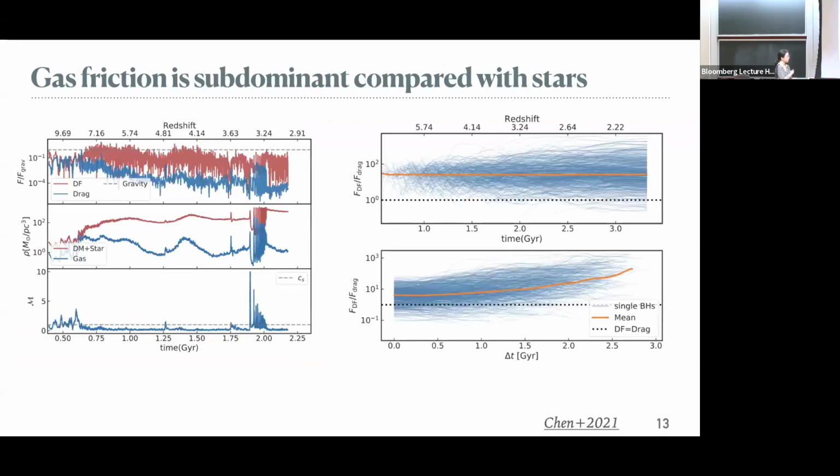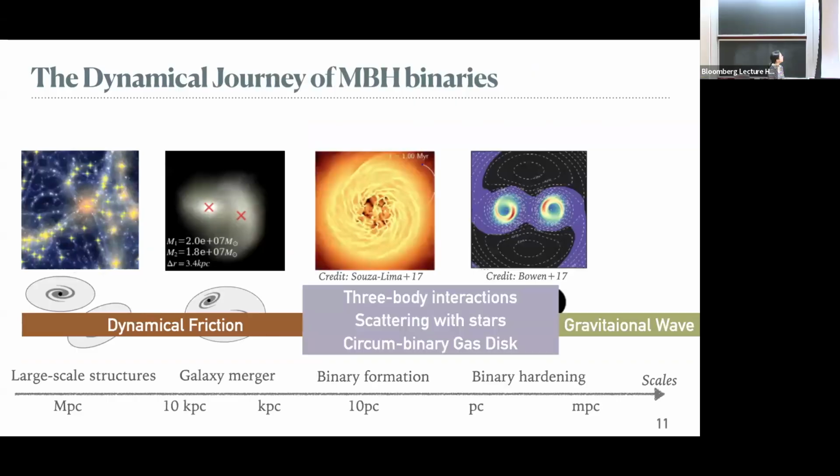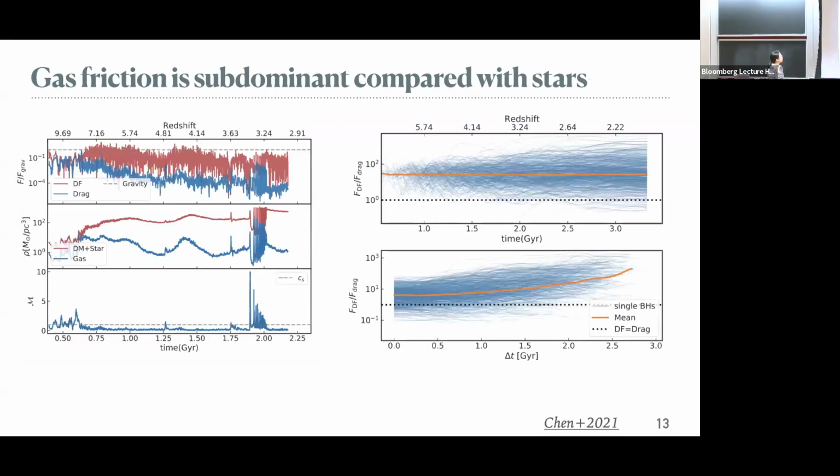So some of the things we find after we include, oh, by the way, anyway, we're the first simulation which includes both the dynamical friction from gas and from collisionless particles. So we also try to compare their effect for black holes at different evolution stages. Here, for example, is a direct comparison of the resolved gravity, the dynamical friction, and the gas.